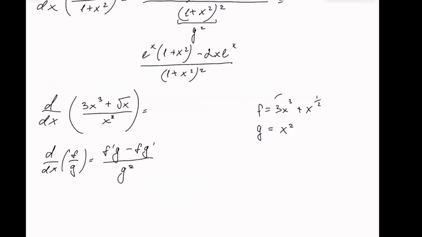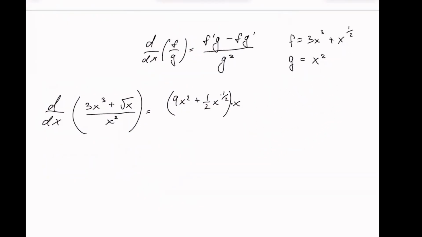So f prime is the derivative of the 3x cubed plus x to the power of 1/2. So I would have 9x squared plus 1 over 2 x to the negative 1/2. That's all times g, which is x squared. Now minus f times g prime. So f is just 3x cubed plus x to the power of 1 over 2, times g prime. So the derivative of x squared is 2x. All of that divided by g squared, which is x squared squared.